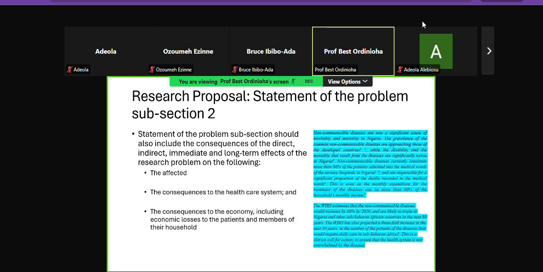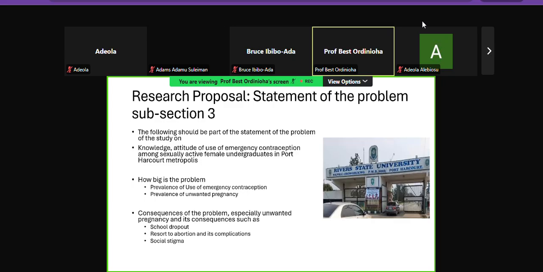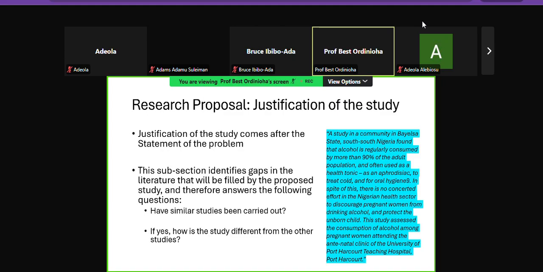Okay. We have talked about that. The second one is the justification of the problem of the study. You have to justify the study. Why are you carrying out the study? You are carrying out a study because it's a research. Why are you carrying out the research? Usually you carry out research because you want to fill a research gap.